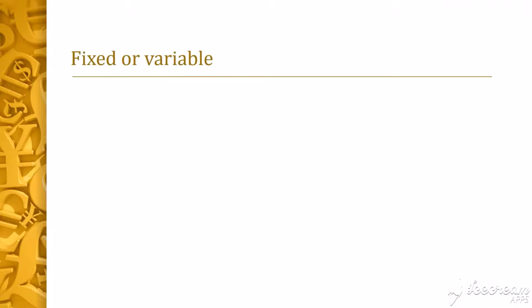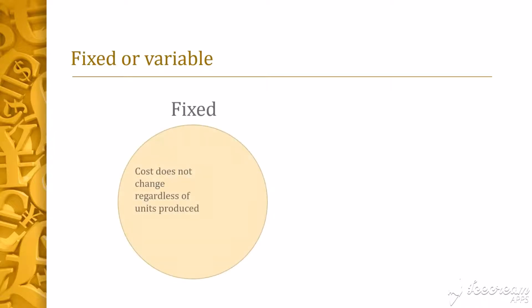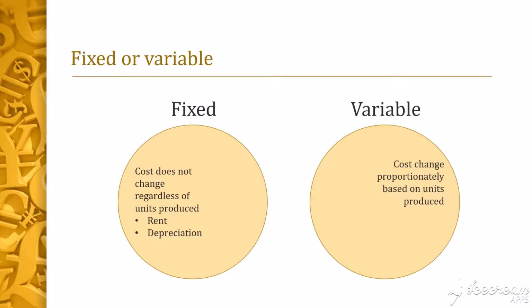First up is the cost fixed or variable. A cost is fixed if it does not change regardless of units produced. Some examples include rent and depreciation. A cost is variable if it changes proportionately with the units produced. Some examples include the salesman's commission and the cost of raw materials used in the production process.